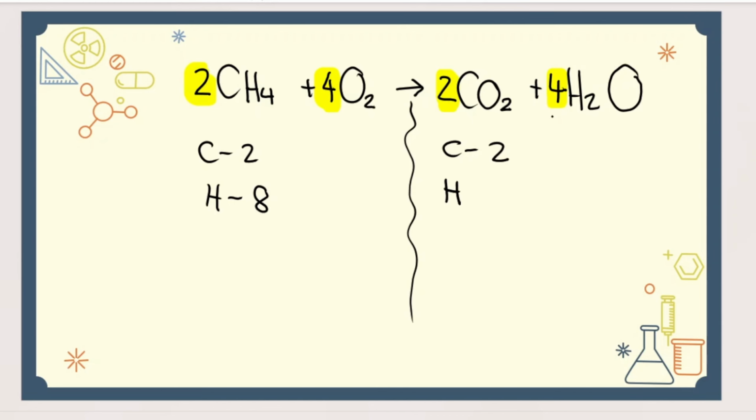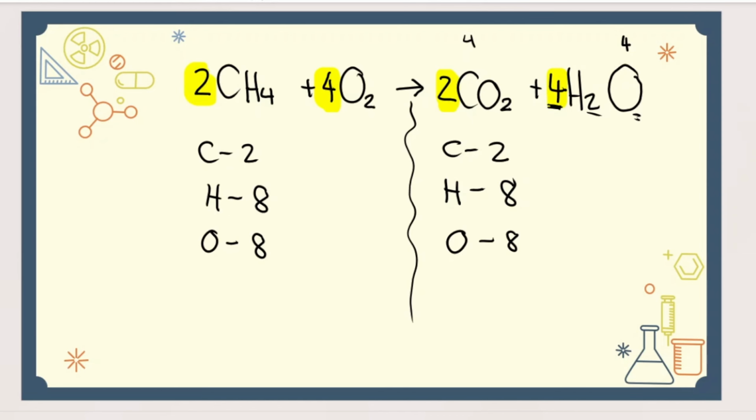And my hydrogens over here, I've got 4 times 2, which is 8 hydrogens. My oxygens, I've got 4 times 2, which is 8. And my oxygens over here, 2 times 2, which is 4 oxygens in this section over here. And then 4 times 1, which is 4 oxygens here. 4 plus 4 is 8. So it looks like it is balanced because my carbons are balanced, my hydrogens are balanced, and my oxygens are balanced.